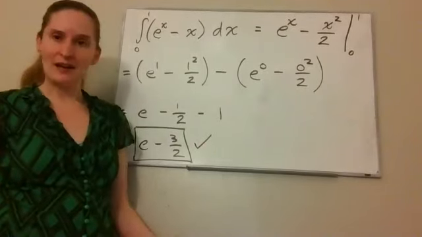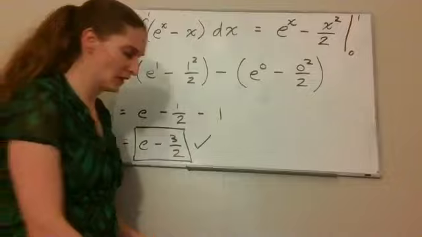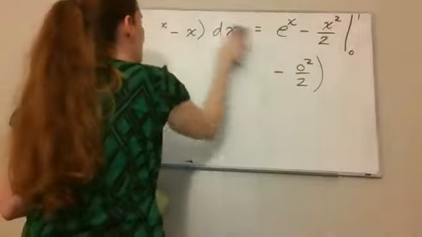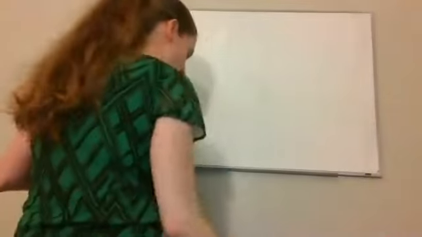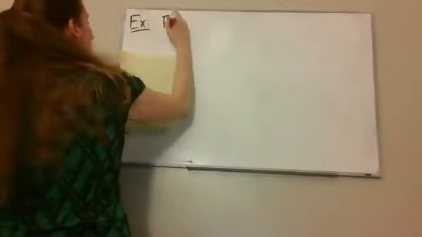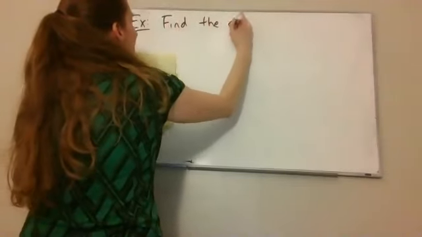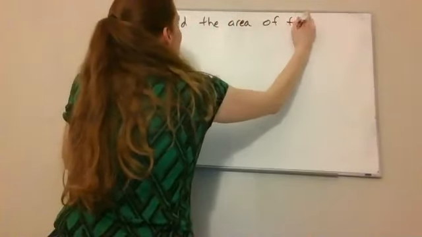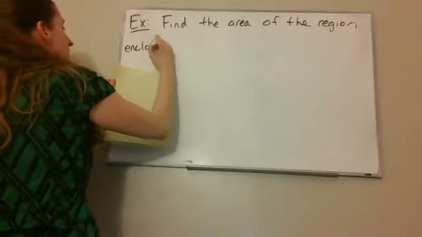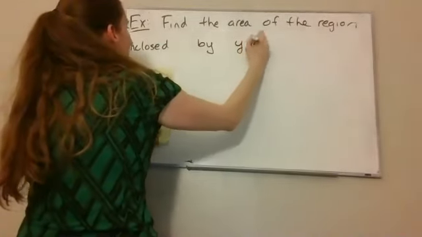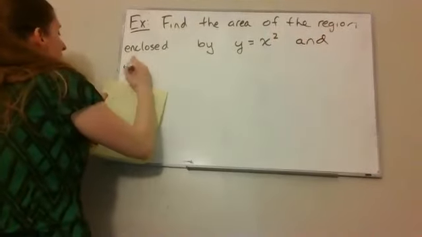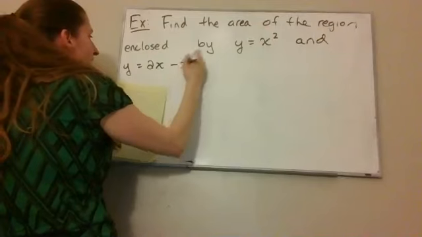All right, well that wasn't too bad. Let's just do another couple examples just so that we get the hang of this. So the next example. Find the area of the region enclosed by y equals x squared and y equals 2x minus x squared.